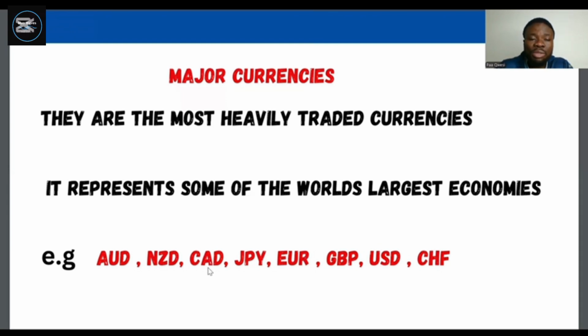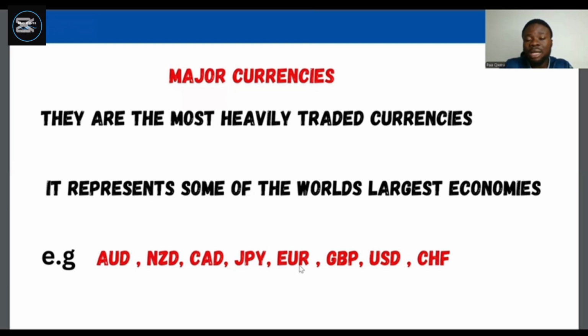The reason why they are most traded is that most of the time, we normally use them for our transactions. So these are the major currencies. The major currencies include the Australian dollar, the New Zealand dollar, the Canadian dollar, the Japanese yen, the euro, the Great Britain pound, the United States dollar, and the CHF, the Swiss franc. So these are the major currencies in the world. As I said, we have a lot of currencies in the world, but these are the most traded ones, the ones mostly used for transactions.